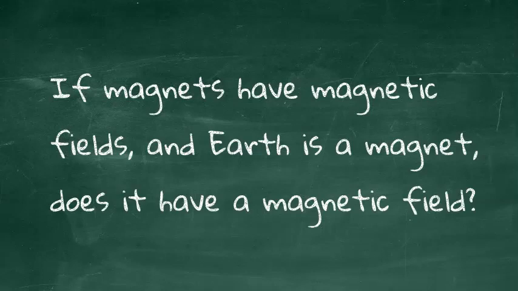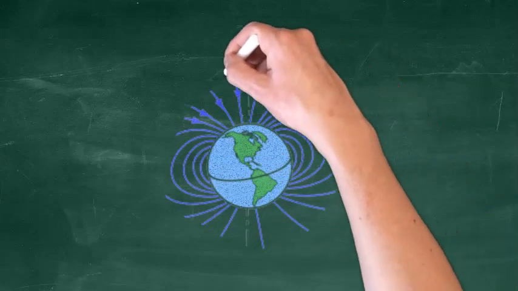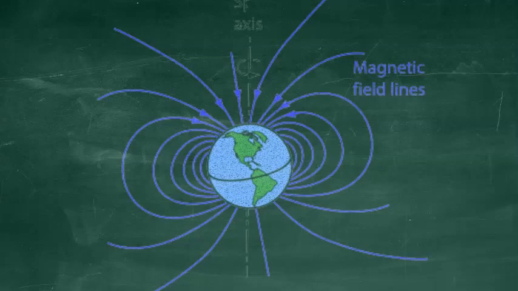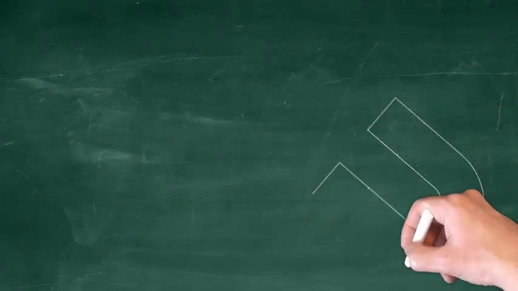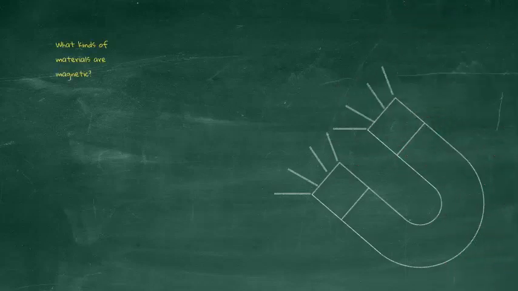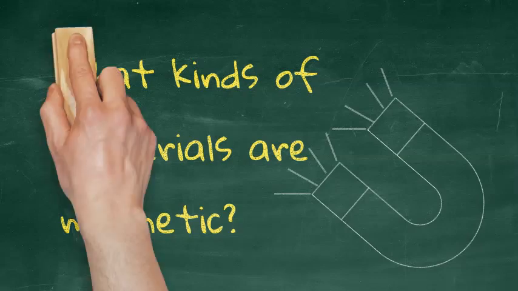If magnets have magnetic fields and Earth is a magnet, does it have a magnetic field? Actually, it does. Here is a picture of what Earth's magnetic field looks like. And things like northern lights are actually because of that magnetic field. Now that we know a little bit more about magnets' properties, let's learn a little bit more about the magnets themselves. Like, what kinds of materials are magnetic?